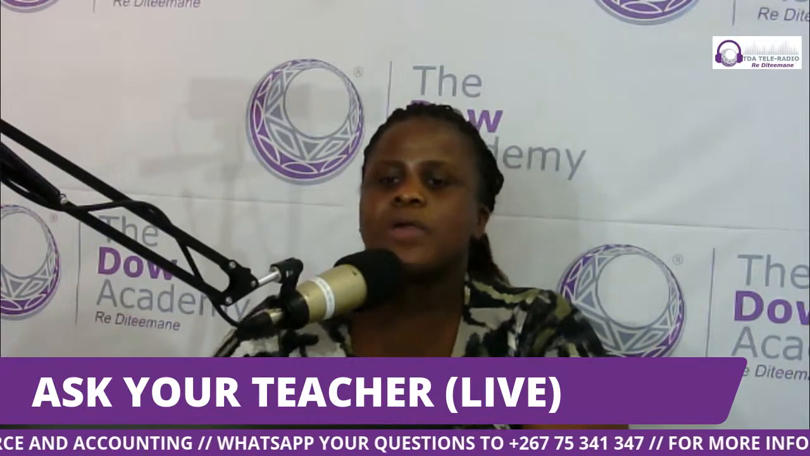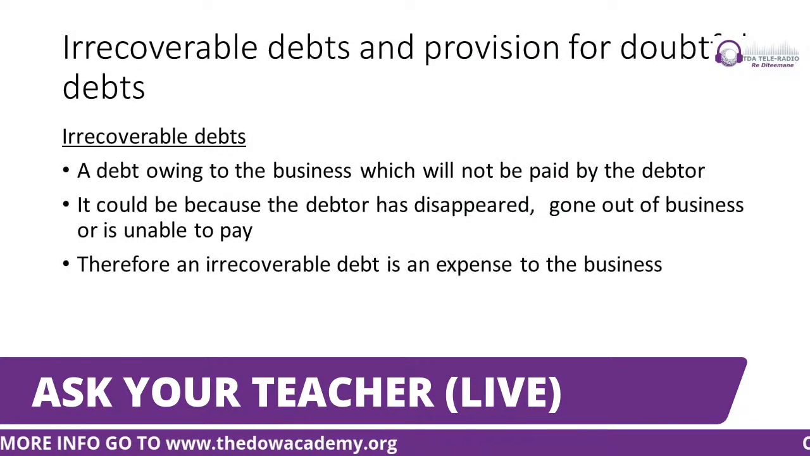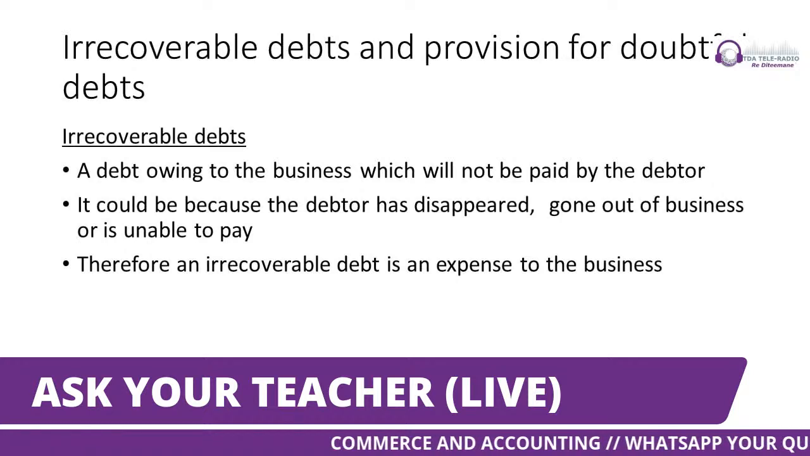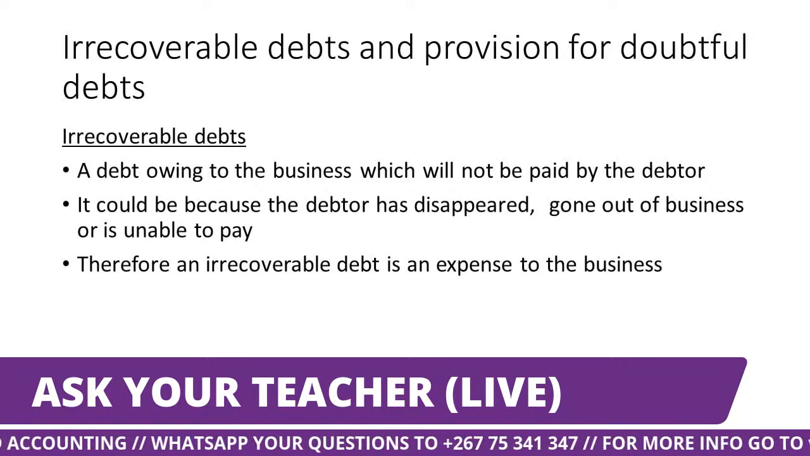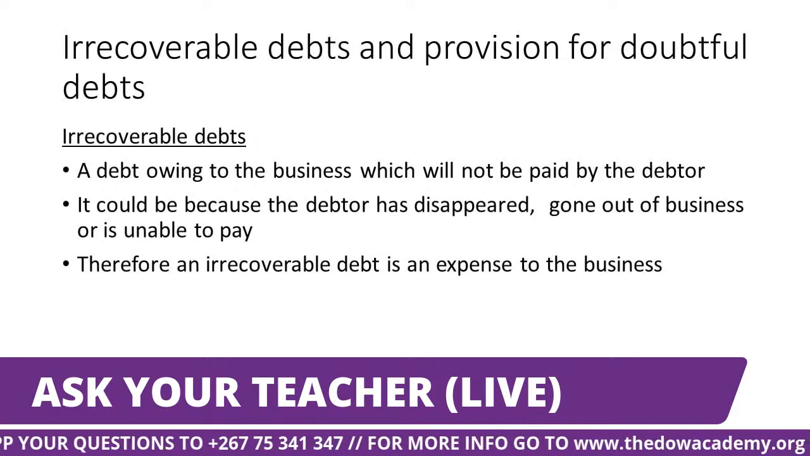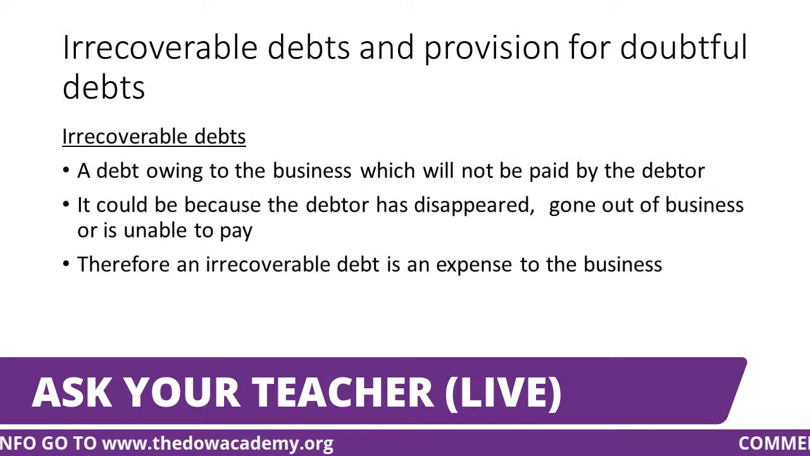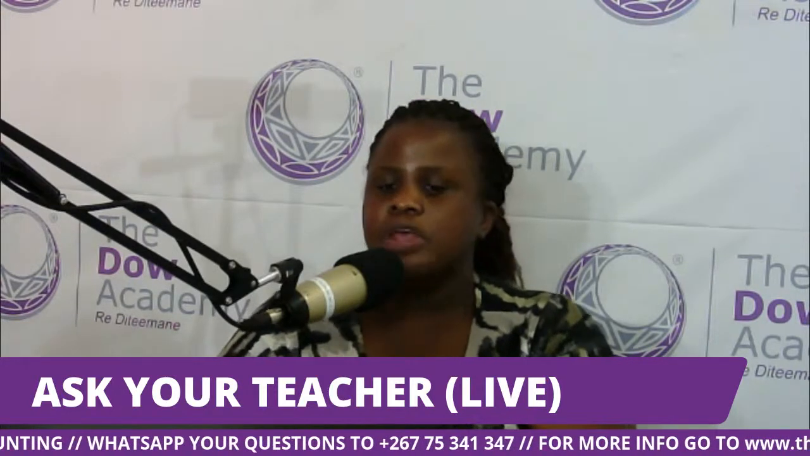Then lastly, we are going to look at irrecoverable debts and provision for doubtful debts. Most businesses sell their goods on credit. And when businesses sell on credit, there is a risk that debtors may not pay. So what is an irrecoverable debt? An irrecoverable debt is a debt owing to the business which will not be paid by the debtor. Some debtors may not pay because they have gone out of business, for example, and are not able to pay. Or some debtors, after buying from the business on credit, may just disappear. And when it happens like that, an irrecoverable debt is an expense to the business, so it should be subtracted from the gross profit.